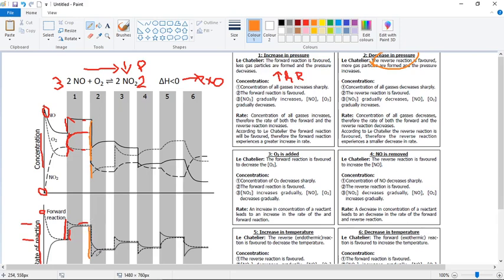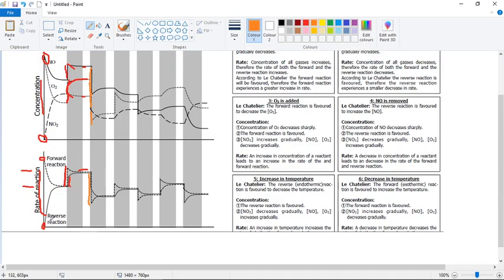But now we need to figure out which one of these is going to drop more. If we decrease the pressure, the backward reaction results in an increase in pressure. So according to Le Chatelier, if we decrease the pressure, we will favor the backward reaction because the backward reaction is what actually increases the pressure. So if you have a look here, if the backward reaction is favored, it's the solid line, so its rate is dropping less.